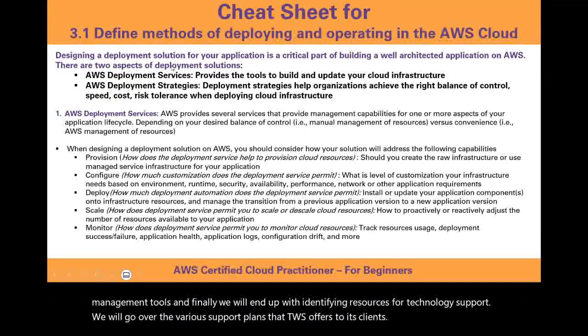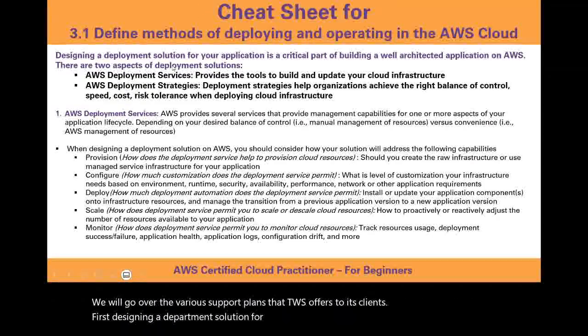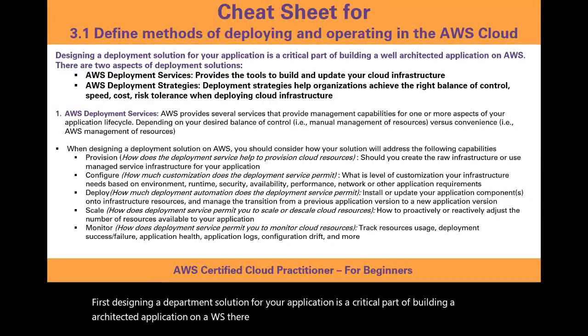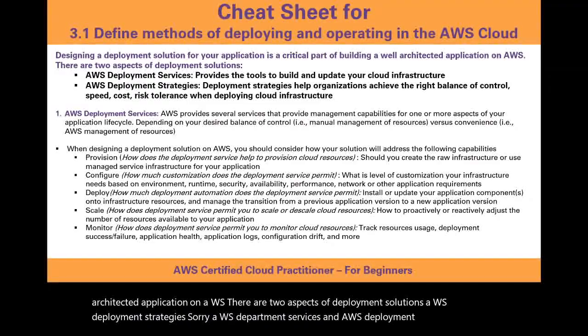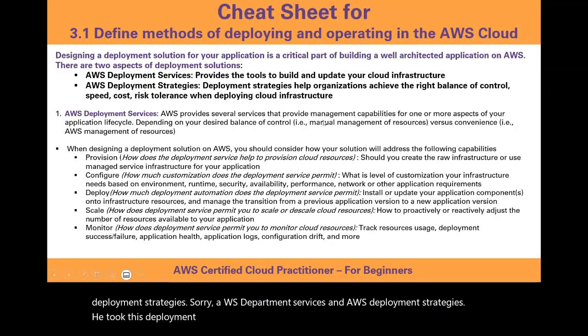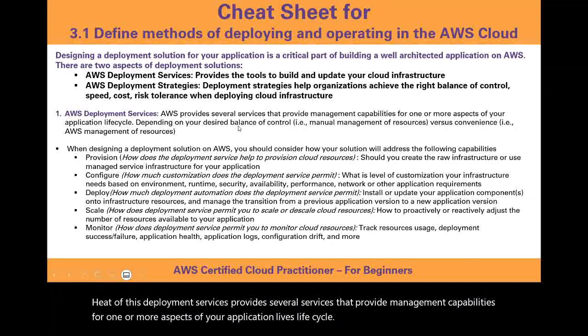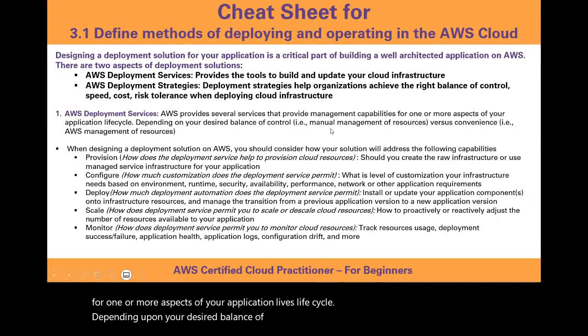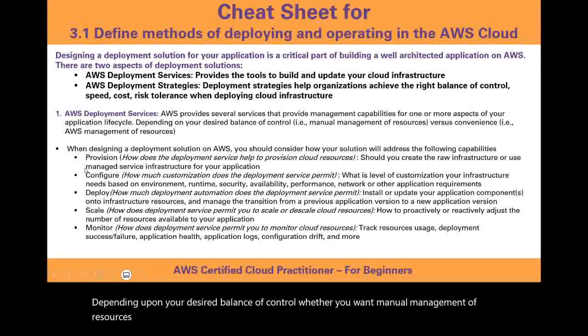First, designing a deployment solution for your application is a critical part of building a well-architected application on AWS. There are 2 aspects of deployment solutions: AWS deployment services and AWS deployment strategies. AWS deployment services provides several services that provide management capabilities for one or more aspects of your application lifecycle. Depending upon your desired balance of control, whether you want manual management of the resources versus convenience, which is AWS management of the resources, you can design your deployment service.